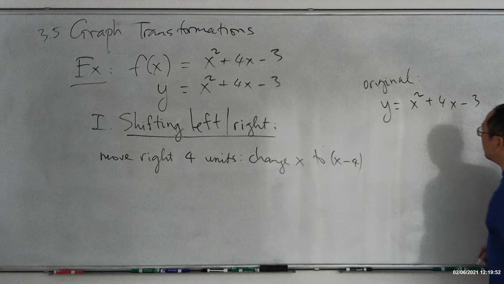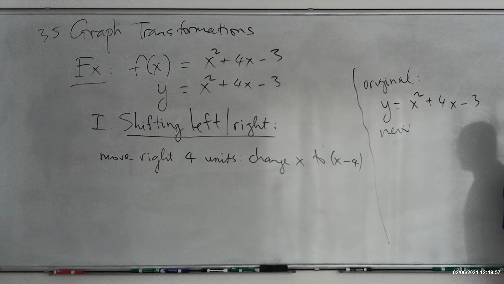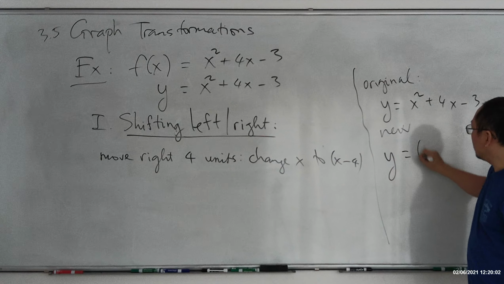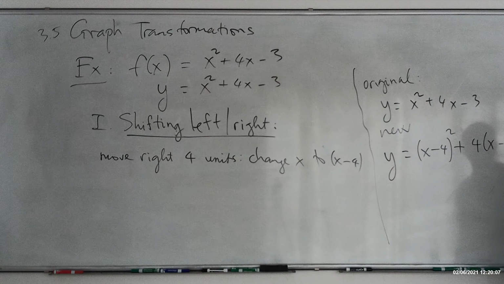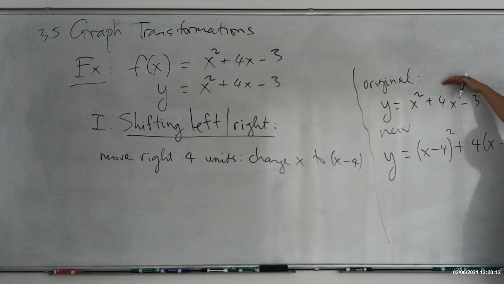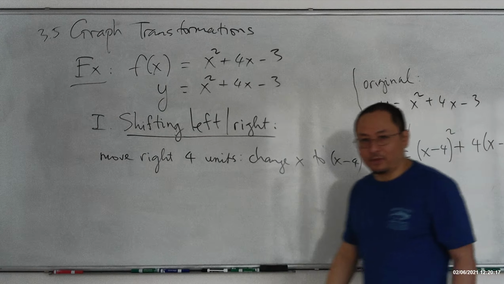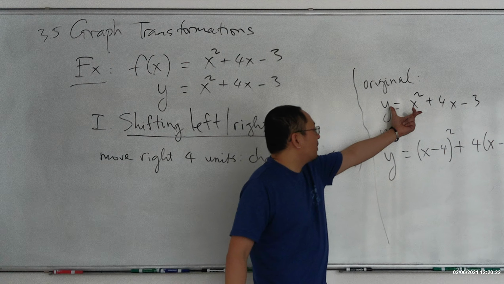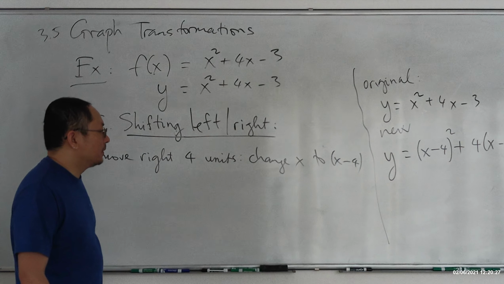So if I have the original function is this, but the new function, same idea. Whenever you see a letter x, you're gonna change it to x minus 4. So the new function is this: y equal to (x minus 4) squared plus 4 times (x minus 4), and then minus 3. Let's see what happened to the original function. Whenever I see a letter x, I'll change to x minus 4, and I have the new function. Okay? And this one is the same function as the original one, except it is 4 units to the right of the original one. Same shape.